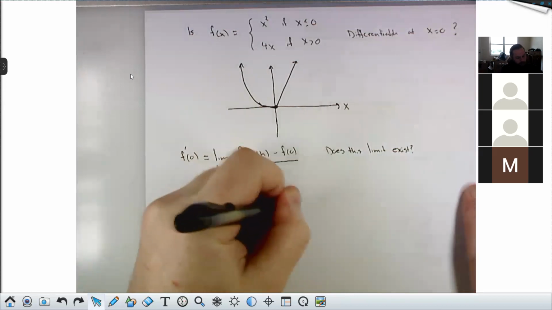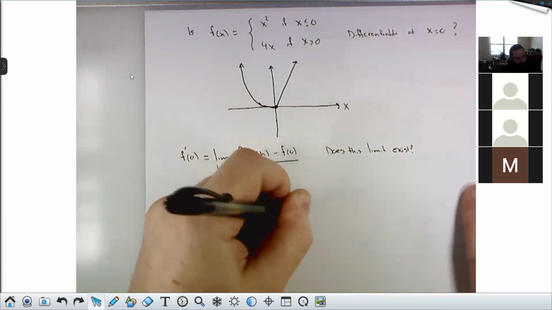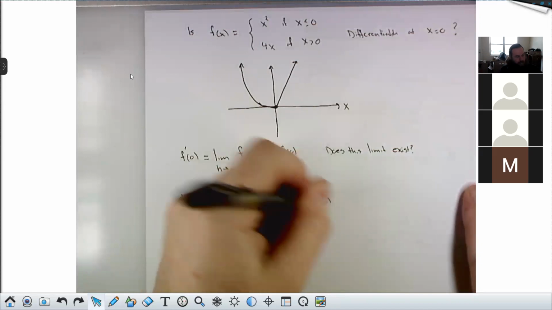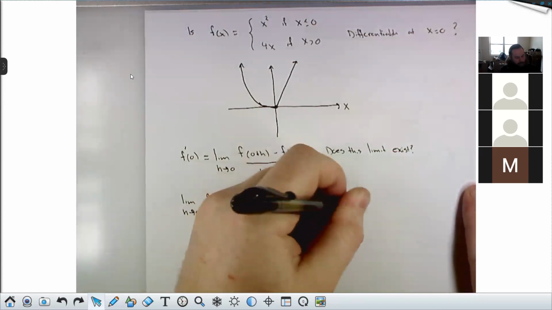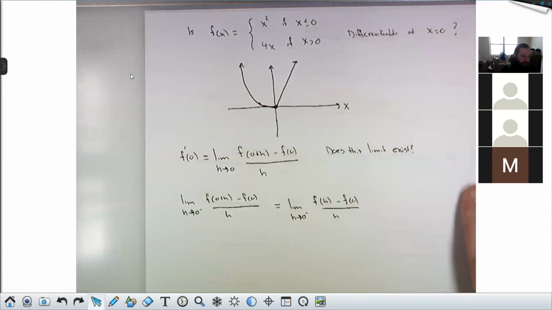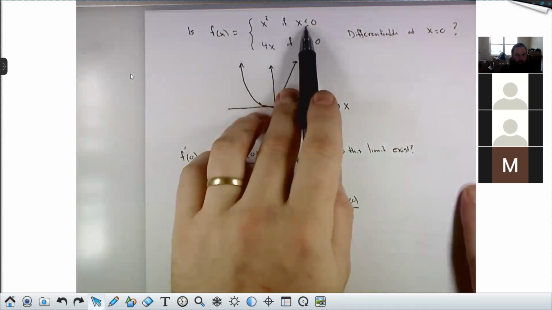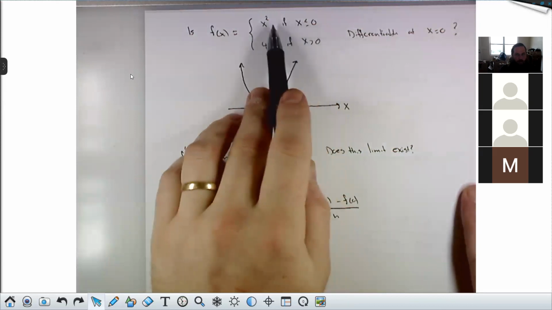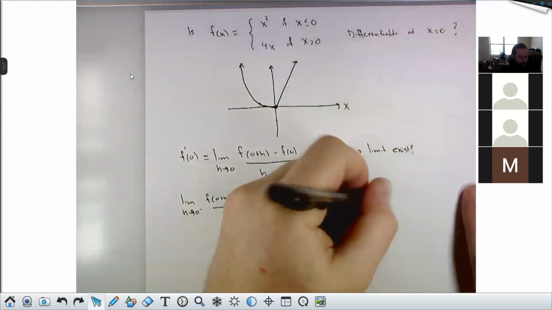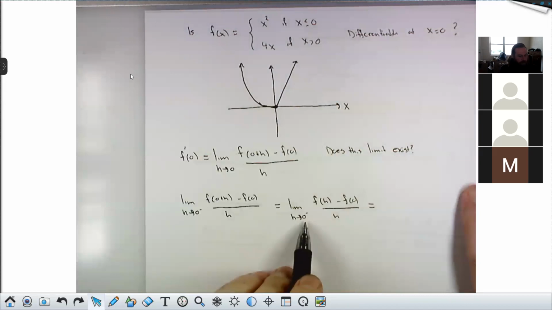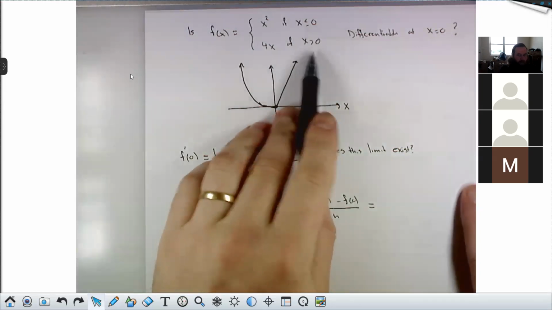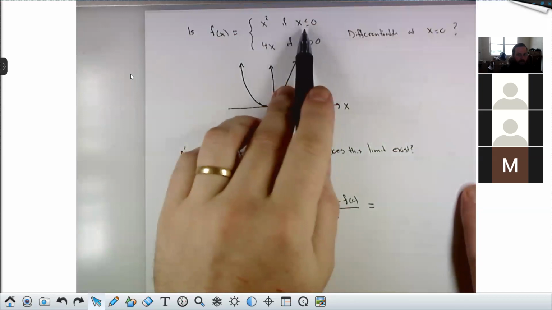So 0 plus h is the same as h, so this is the limit as h goes to 0 from the left of f of h minus f of 0 over h. f of 0 is 0. If you plug 0 into this function, since 0 is less than or equal to 0, f of 0 would be 0 squared, which is 0. And since h is going to 0 from the left, h is a little smaller than 0. It's not bigger than 0. It's smaller than 0. It's here.